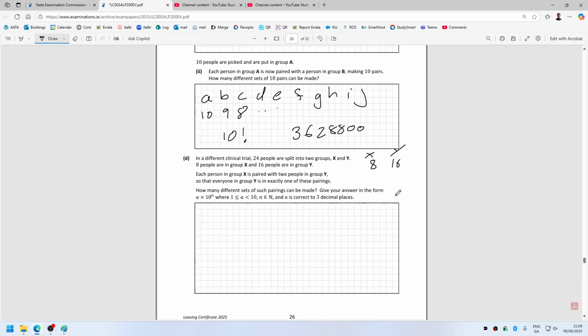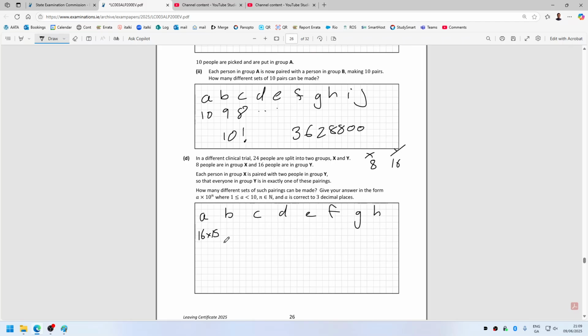Each person in group X is paired with 2 people in Y, so that everyone in group Y is in exactly one of these pairings. How many different... Okay, so A, B, C, D, E, F, G, H. 1, 2, 3, 4, 5, 6, 7, 8. So when it comes to A, you're choosing 2 here. So you have a choice of 16 times 15.